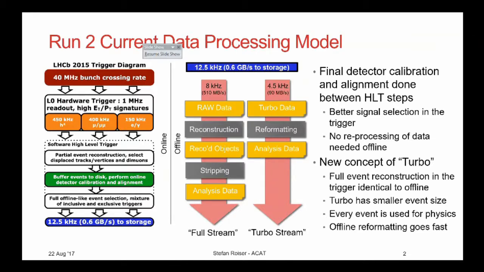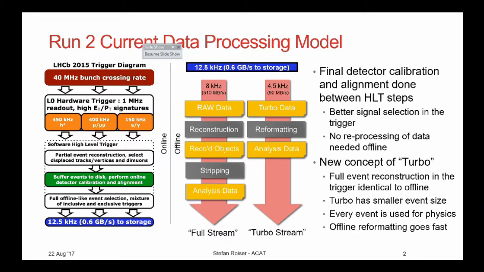So I thought the best way of doing this is that I explain to you how our data processing chain at the moment works in Run 2, and then we compare what's changing in Run 3. So this is a plot that you may have seen already. This is the online part of the data processing for LHCb. So out of the 40 megahertz bunch crossing rate, we have a hardware trigger which brings the rate down to 1 megahertz, and then we're feeding this into a software trigger.